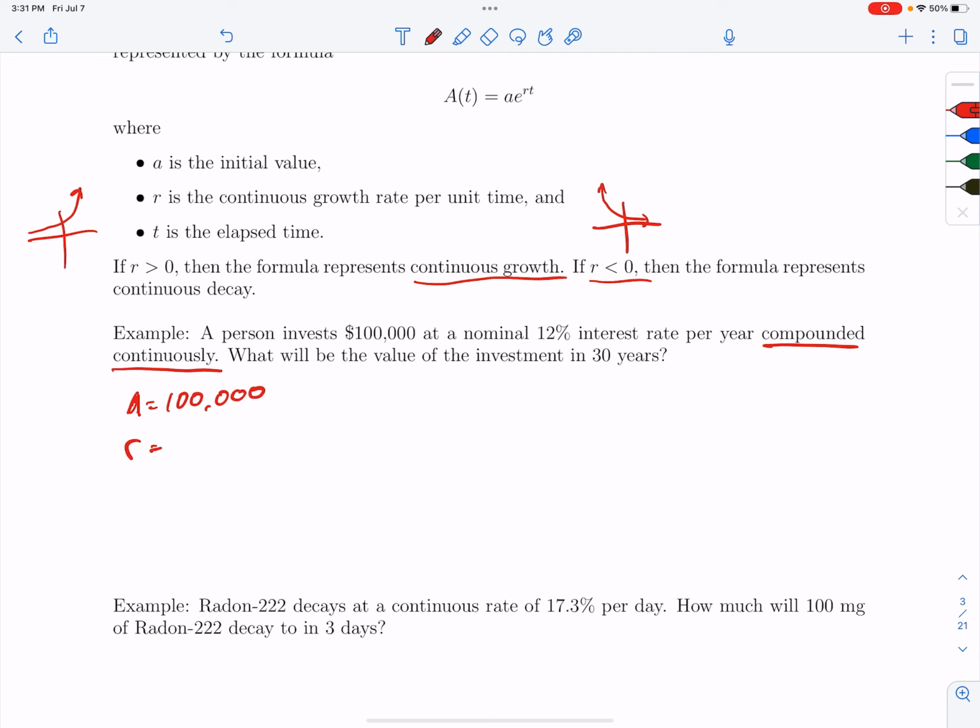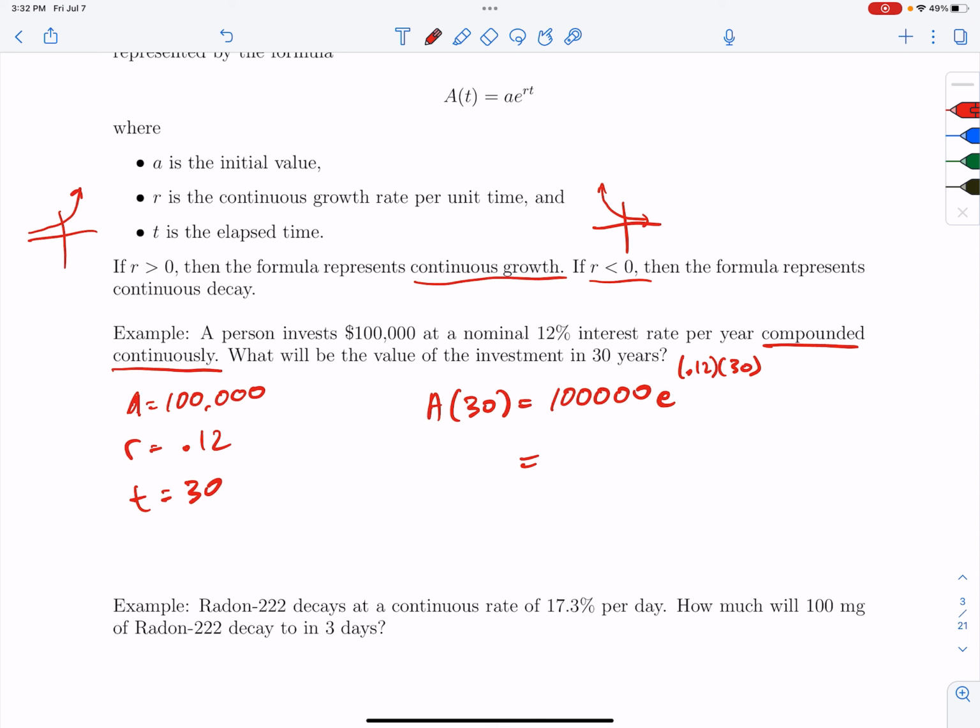R is going to be 12%, but I'm going to write that as a decimal, 0.12. And then T here is going to be 30. So A of 30 is equal to 100,000 E to the RT, so 0.12 times 30.